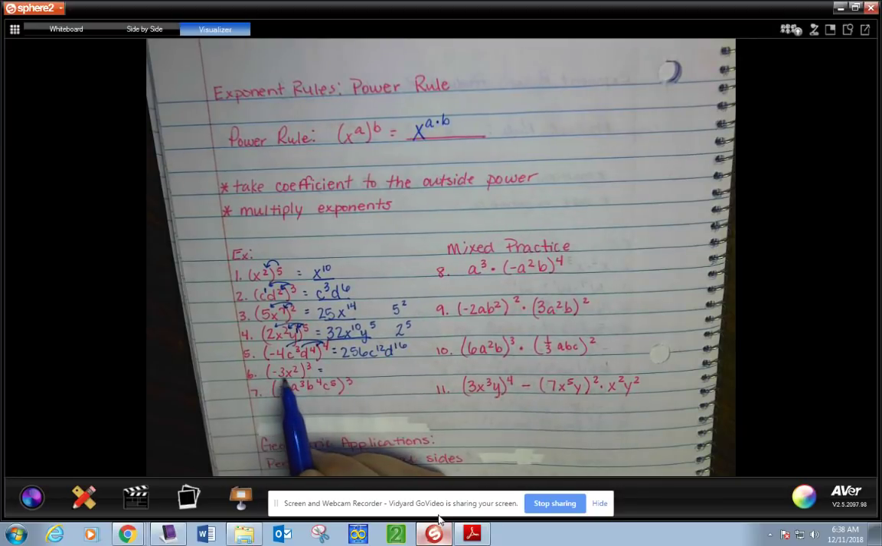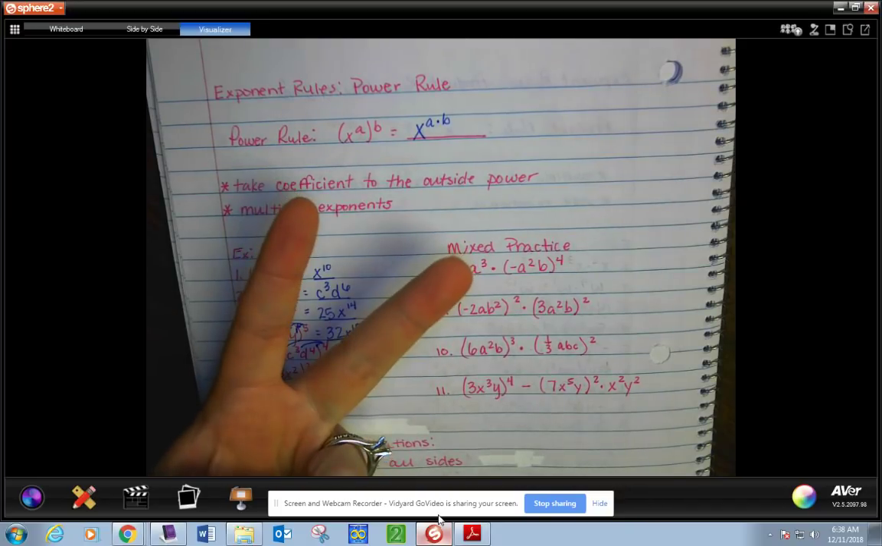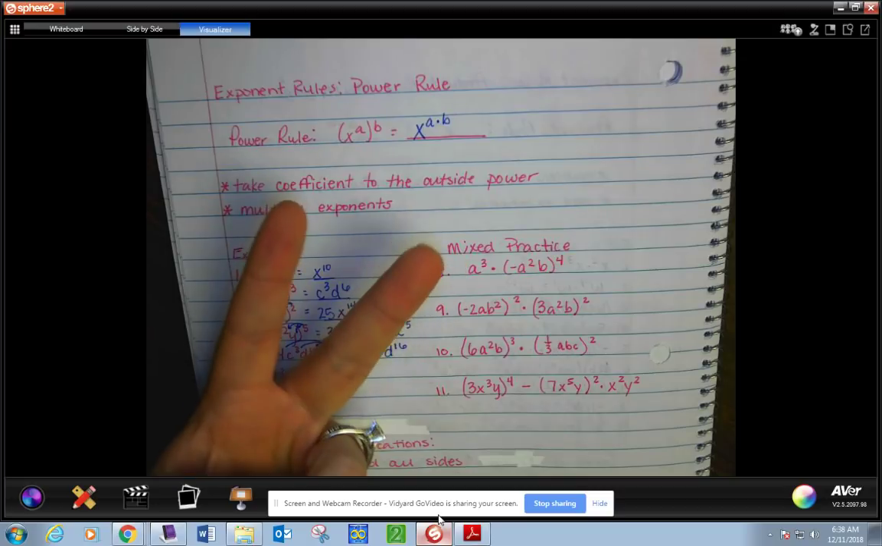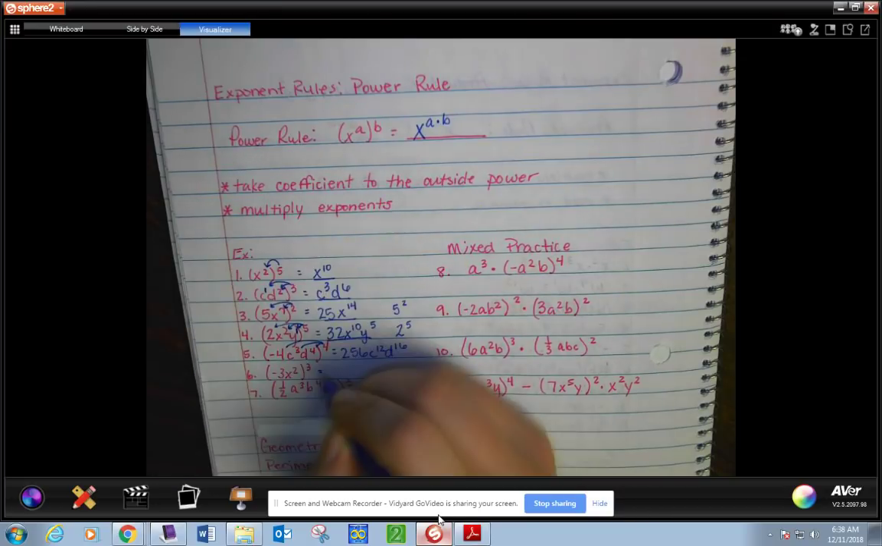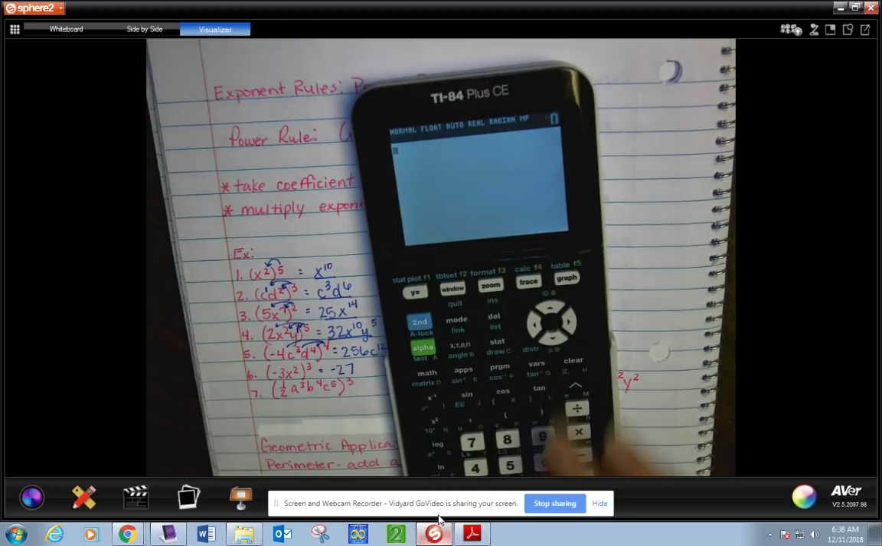All right, so to continue on where we were, now we're going to do negative 3x squared all to the 3rd. So the first thing you're going to do is take negative 3 and put it to the 3rd power. So that's negative 3 times negative 3, which is 9. And then 9 times negative 3, which is negative 27. Or again, remember, you can use your calculator and do negative 3 in parentheses to the 3rd, which is negative 27.